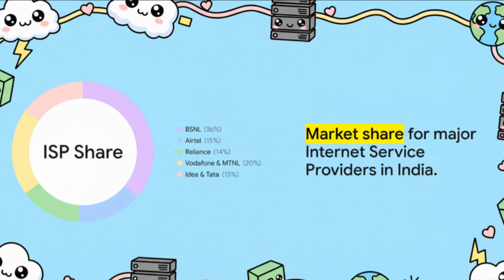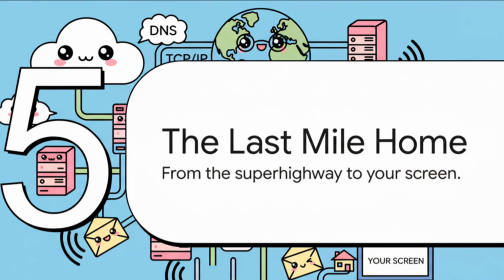And just to make this a little more real, here's a look at the major ISPs over in India. You can see how just a handful of very large companies control internet access for millions and millions of people. This whole competitive business landscape is really what holds the entire system together. So our little data packet has crossed oceans, continents, hopping between these giant networks. It has now arrived at your local ISP.